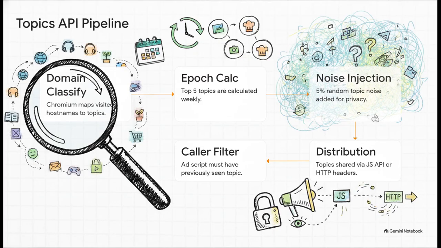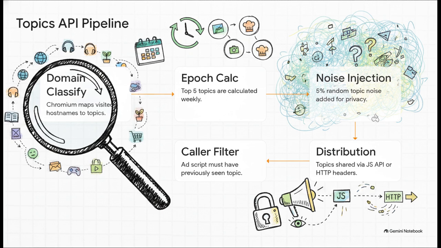Let's walk step by step through the 5-phase pipeline running locally inside your browser right now. First up is local domain classification, where Chromium maps the root domains you visit to a standardized taxonomy of interests. Then comes the weekly epoch calculation. This is where the browser tallies up your top 5 topics every 7 days and securely stores them for 3 weeks. Step 3 is noise injection, which is super important, so we'll look at that closely next.